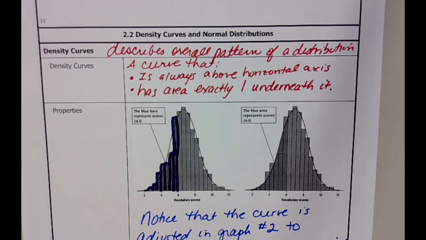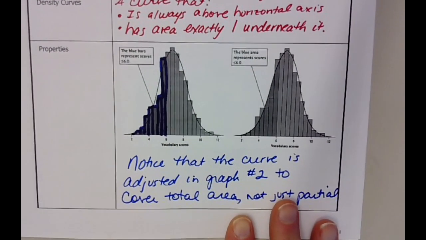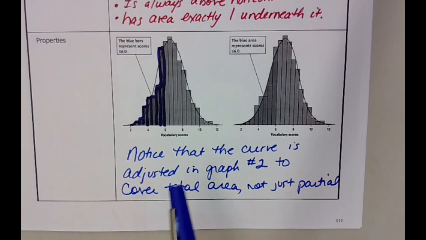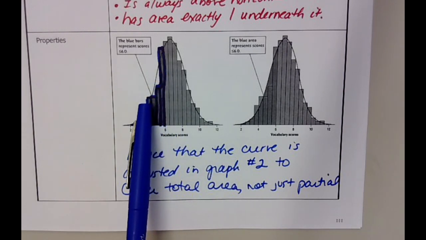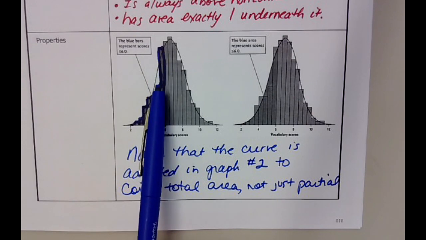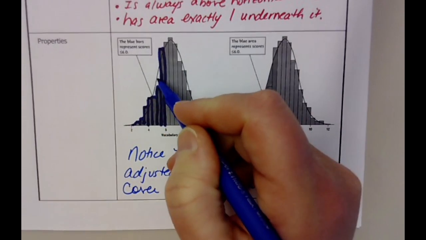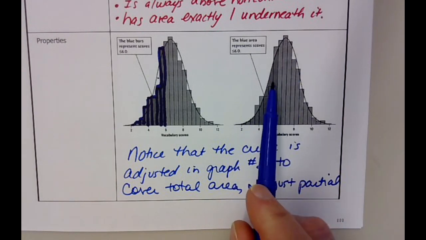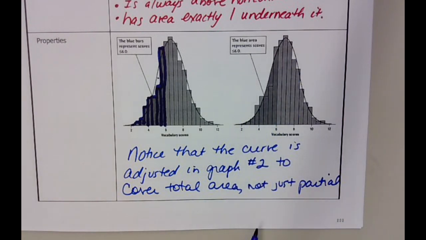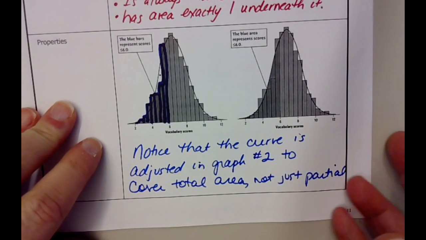So we have two curves here that I used as an example. This one, you can see it doesn't cover all the area under here, like right in here is not filled in. But if you adjust your curve a little tiny bit, it's going to cover more of that area. So it's just going to be covering the total area instead of just a partial area.